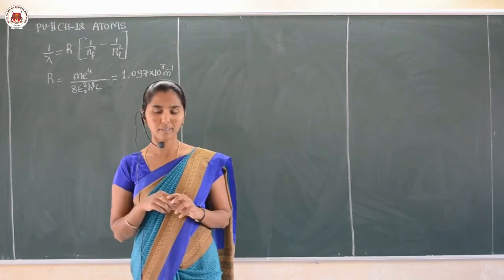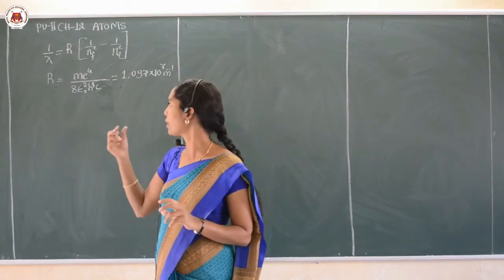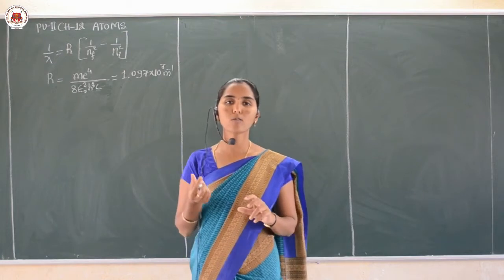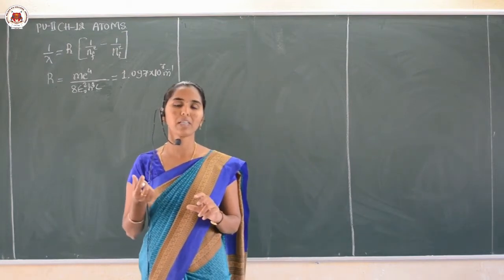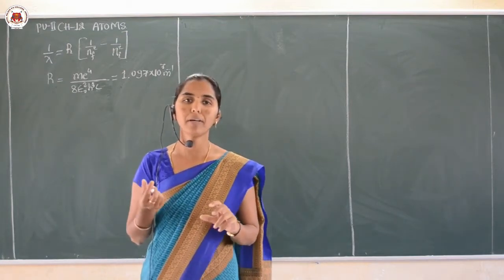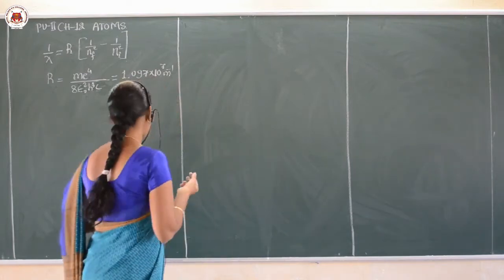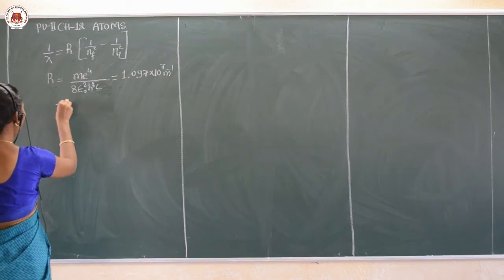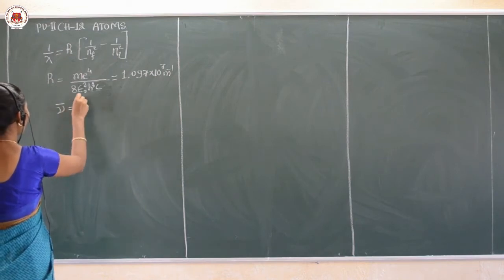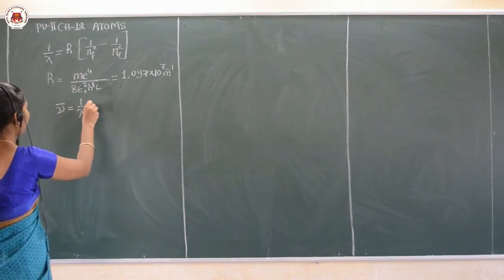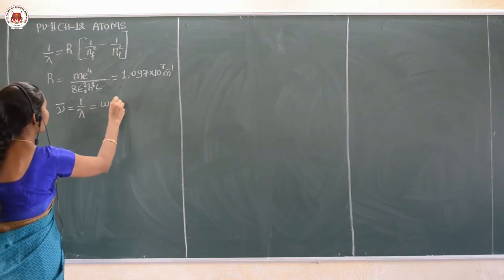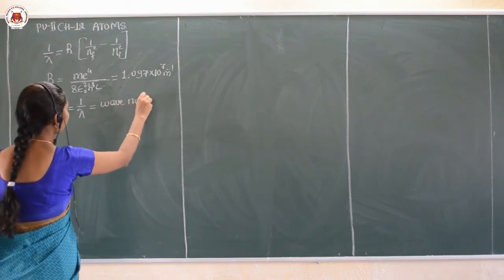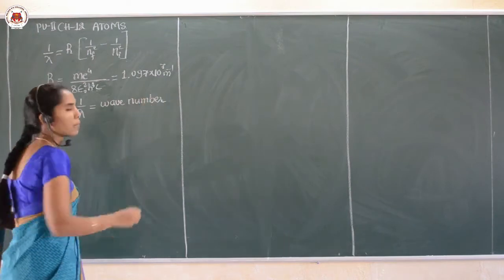Okay, and here remember 1 by lambda is also called wave number. So in some textbooks that 1 by lambda can be represented as nu bar here. Nu bar means 1 upon lambda, that is called wave number. Am I clear?